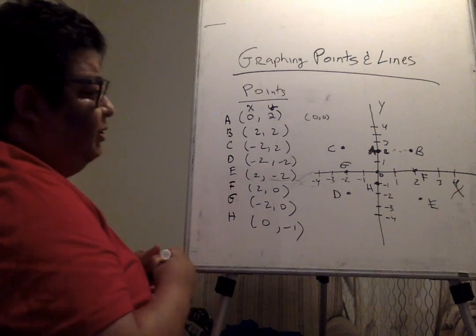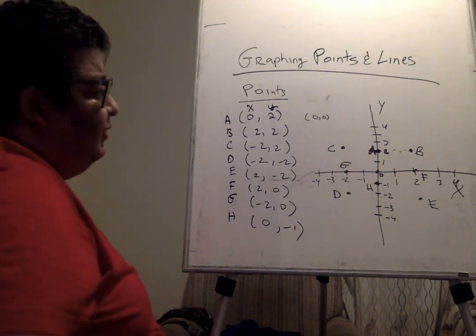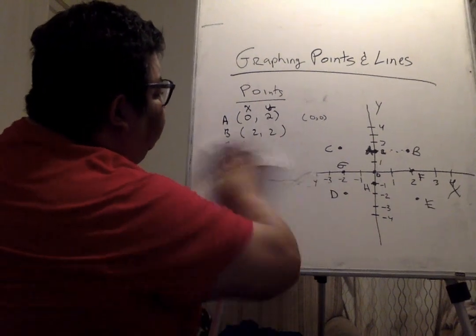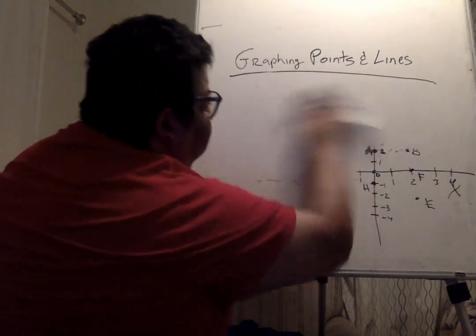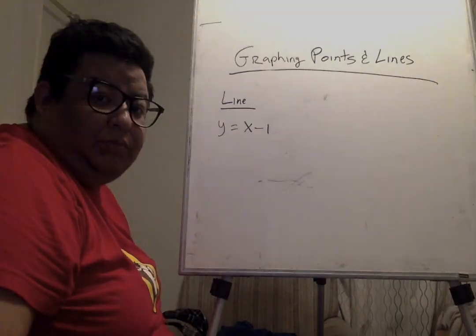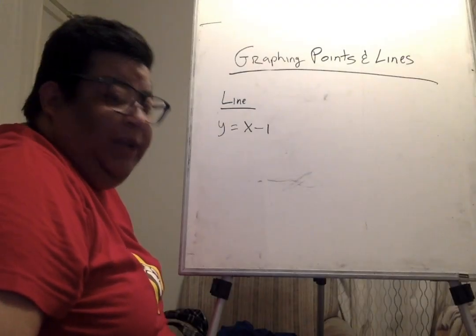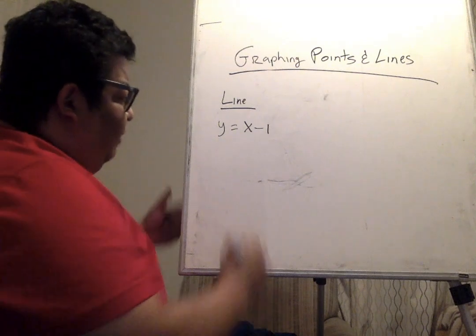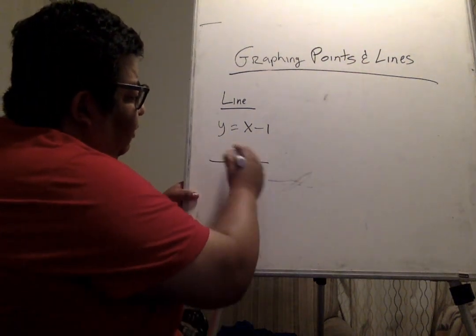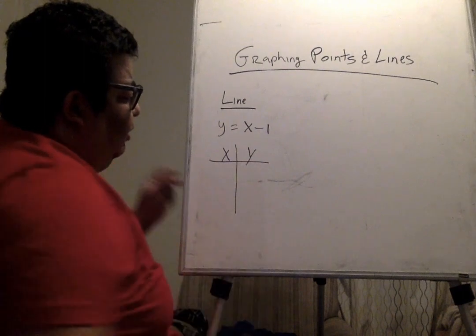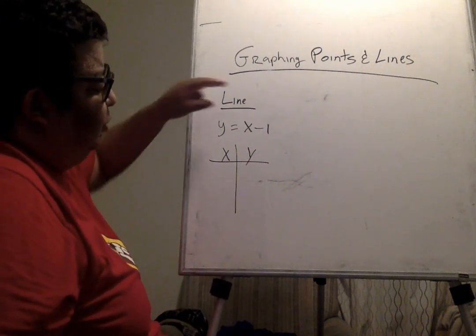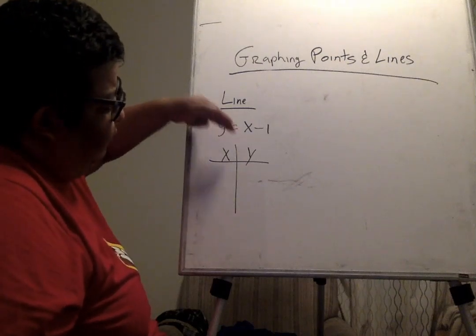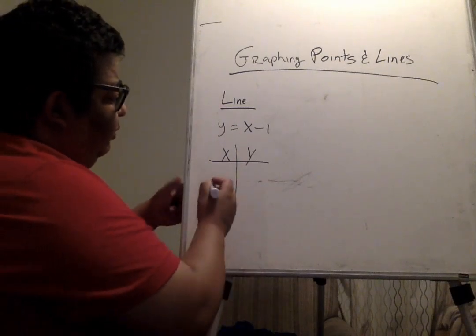Now let's go to lines. So we're gonna build up on lines. Now working with lines. Lines require 2 steps. One step is that you need to find 2 coordinates, 2 pairs of points. How do you find them? You create a table such as this one.